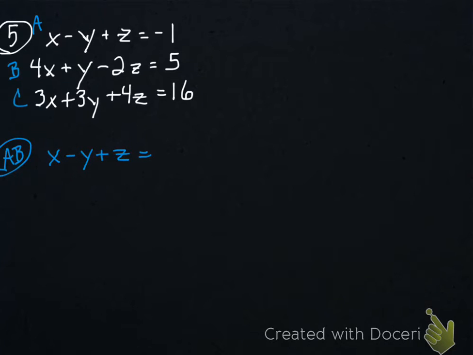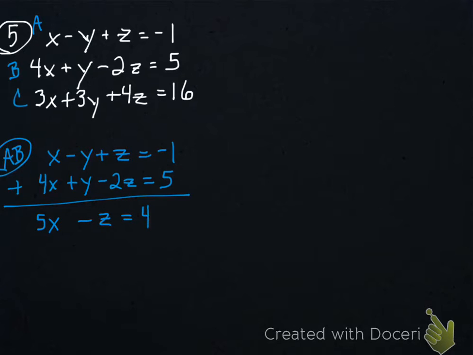So I write it out. Then I have 4x plus y minus 2z equals 5. Let's add those two and see what happens. X's, I'm going to have 5x, y's cancel, minus z equals 4. So I'm one step closer. Now let's look at two other equations.